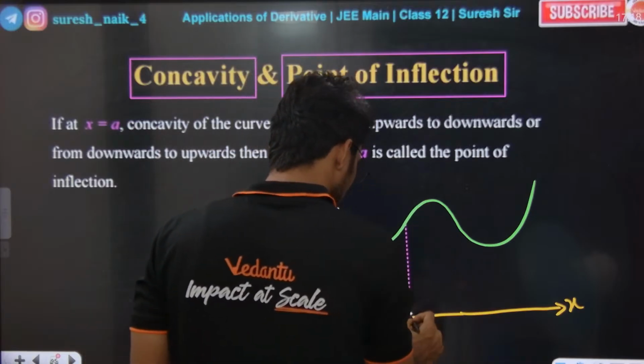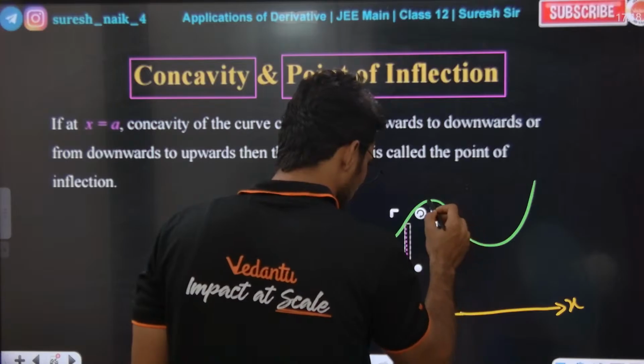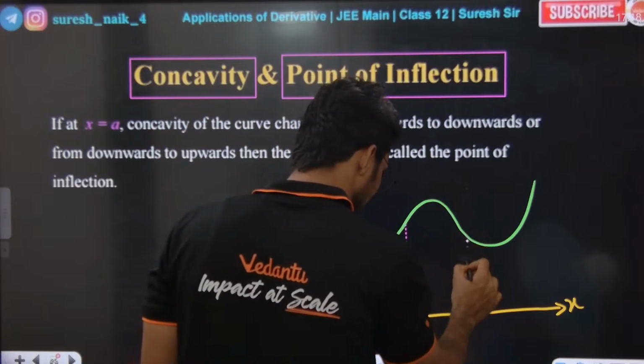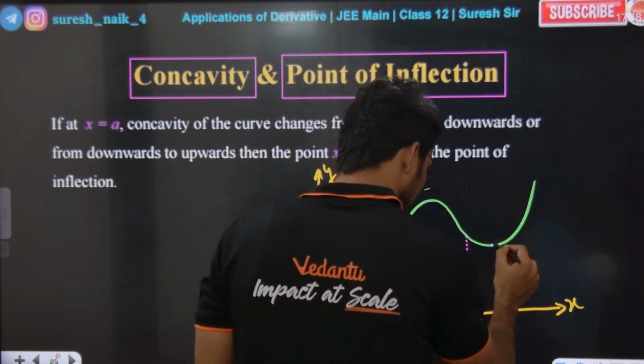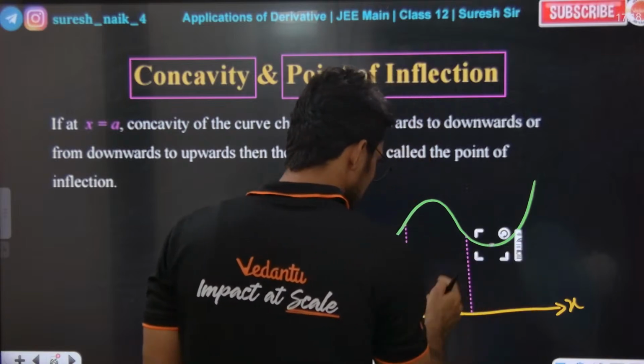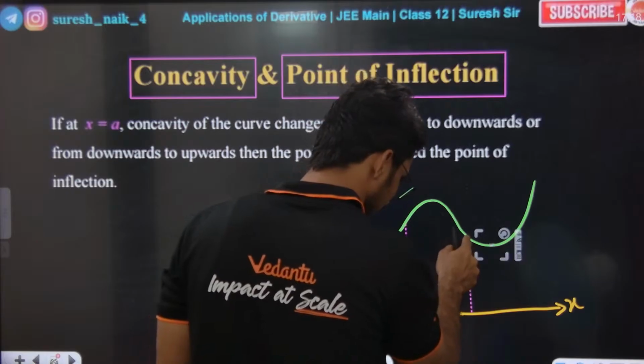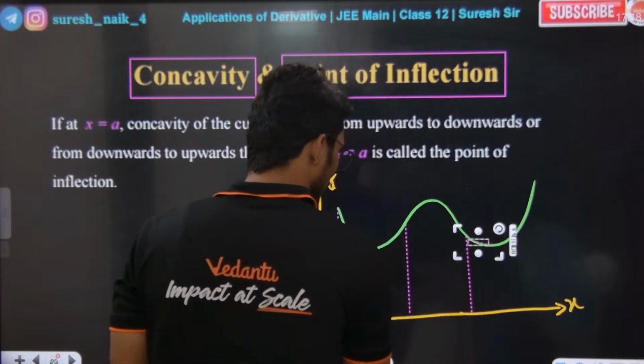Again, this is the point where the graph is falling down. Falling down, falling down. Again, this is the point where the graph goes up. Going up, then going down, coming down. Again, at this point the graph is going upward. So I hope everybody is getting the point.